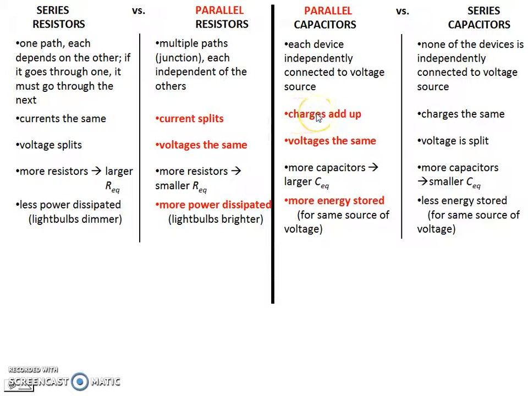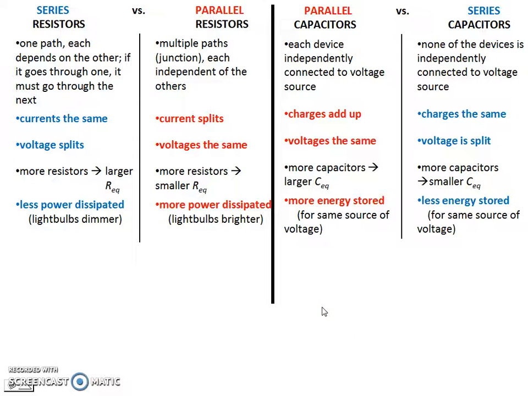Charges don't flow through a capacitor, but they settle in on the capacitors and they add back up to the total charge that went through the battery. Here, the charges split up, the current split up to the total current that went through the battery. And look at this. Even this is the same idea, where power is really just the rate of energy being produced. So there's more power in resistors in parallel, more energy stored.